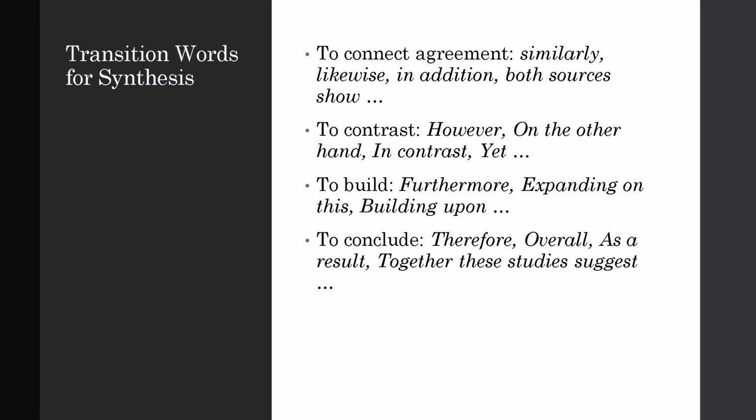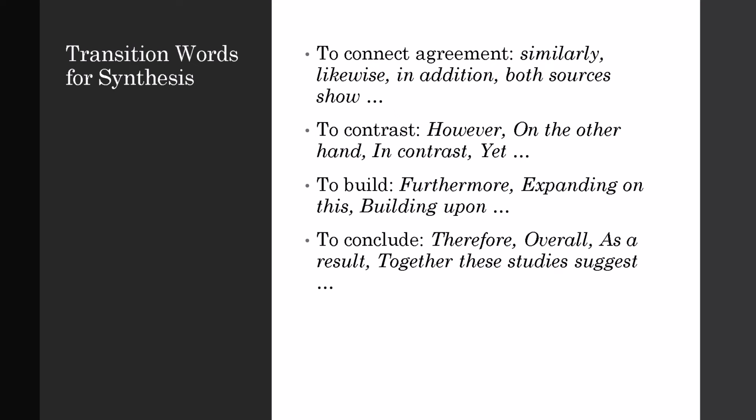And then we need to use transition words. These transition words, they're like the glue that holds the synthesis together. They signal the relationships between the sources: agreement or contrast or cause and effect. So we want to use transitions like however, or likewise, or building upon, and that's going to help the reader follow your reasoning and see the dialogue between the texts. Remember, synthesis writing should sound like a smooth conversation, not just a list of summaries.